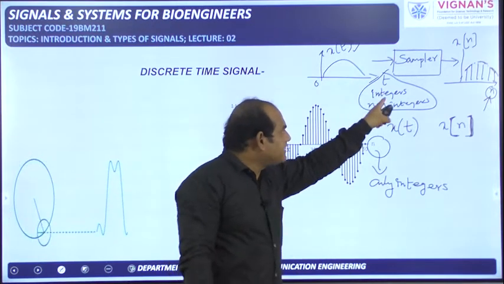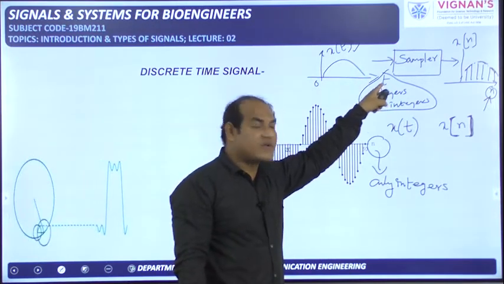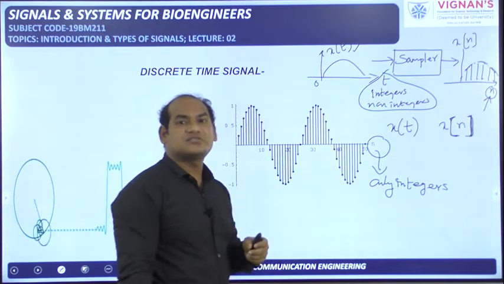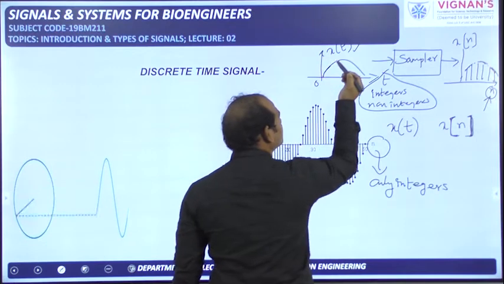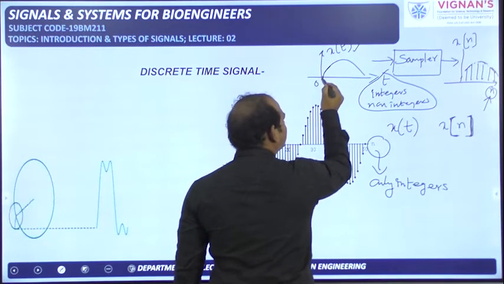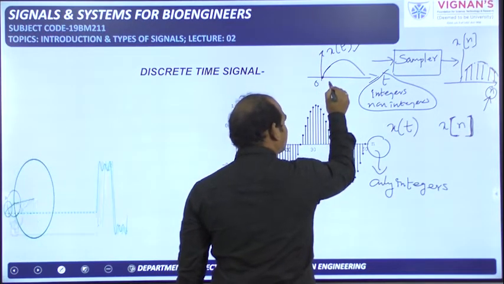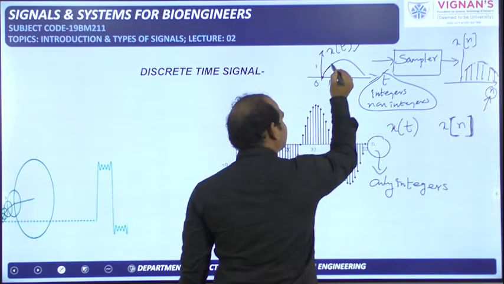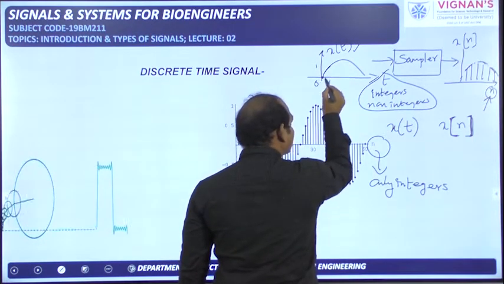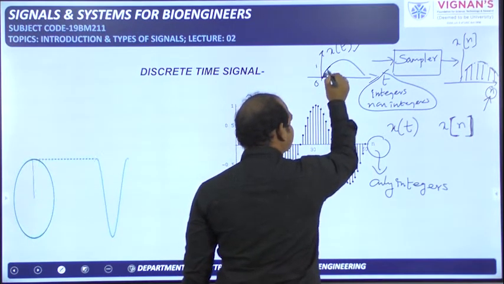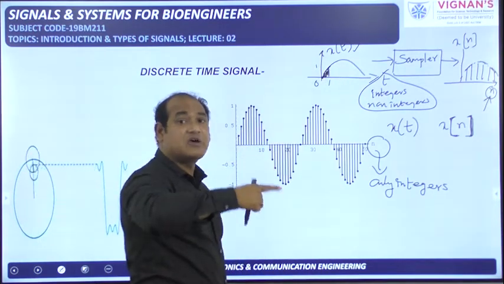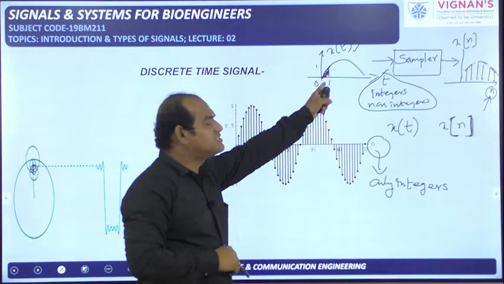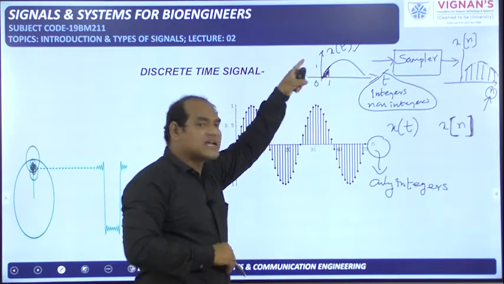That means for integer values of t the amplitude is defined, and for non-integer values of t the amplitude is also defined. That's why it is continuous. At 0 the amplitude is defined, at 1 the amplitude is, for example, 1 defined. But in between 0 and 1 also some amplitudes are there. So amplitudes are defined in between 0 and 1 also. That means for non-integers also the amplitude is defined. That's why it is a continuous signal.